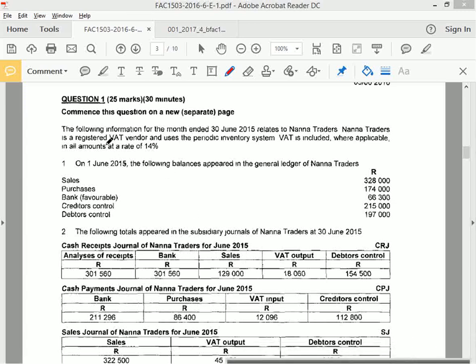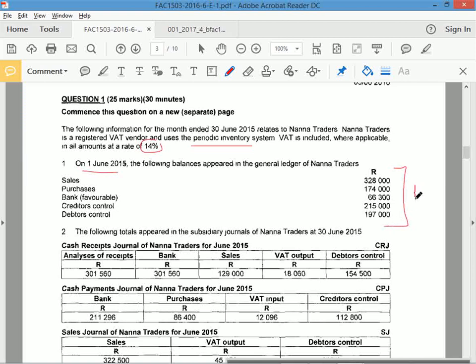The question: the following information is for the month ended 30th June. N Traders is a registered VAT vendor, uses the periodic system. VAT is included where applicable at 14%. On 1st June 2015, the following balances appeared. These are easy marks, just for knowing what the account is. Sales is what type of account? Income. Income will have a balance on the credit side.